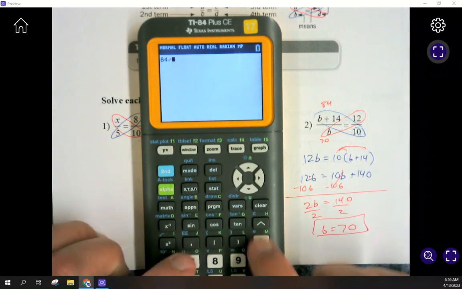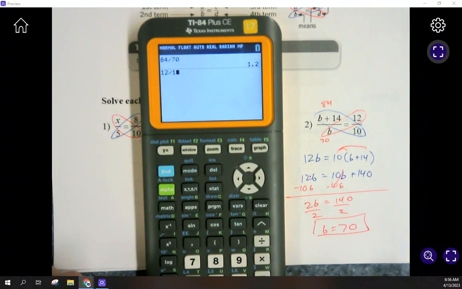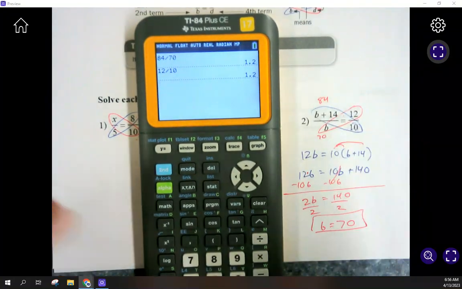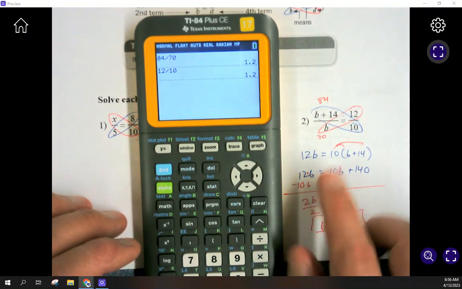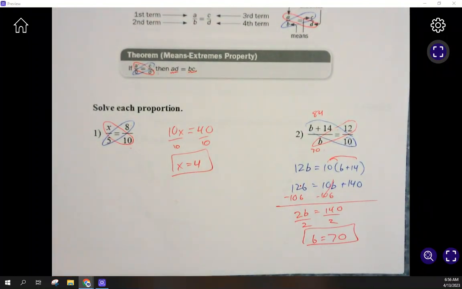So if I do 84 divided by 70, I get 1.2. If I do 12 divided by 10, I get 1.2. They're equal to each other, those ratios match. That's the proportion. Okay, and we can use the means and extremes property to go ahead and solve for missing pieces there.